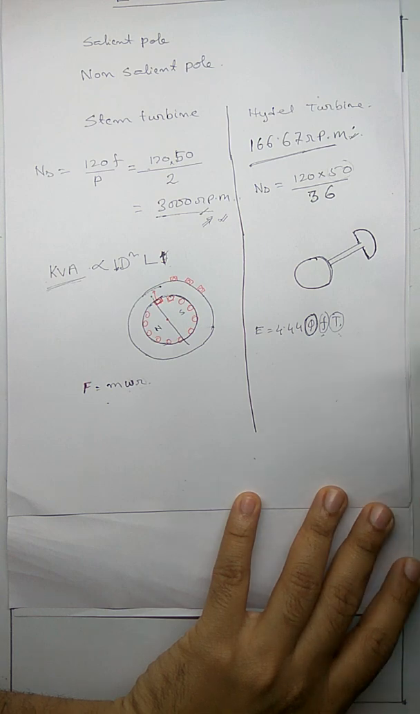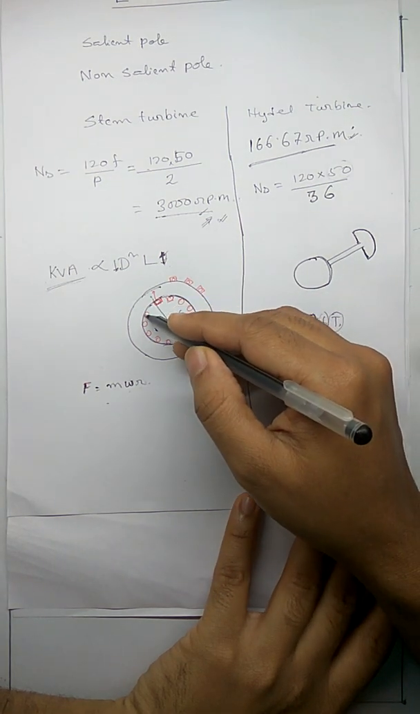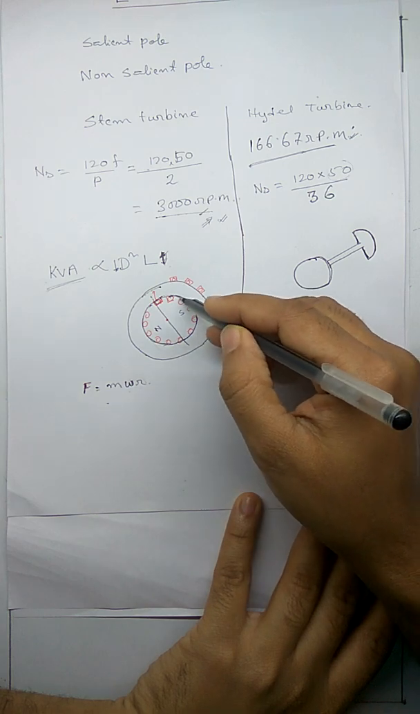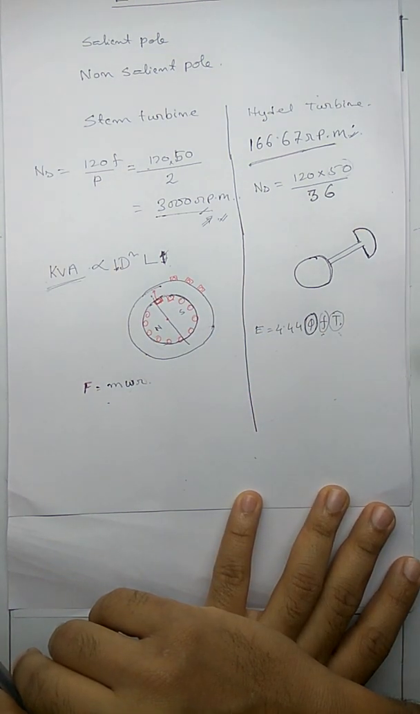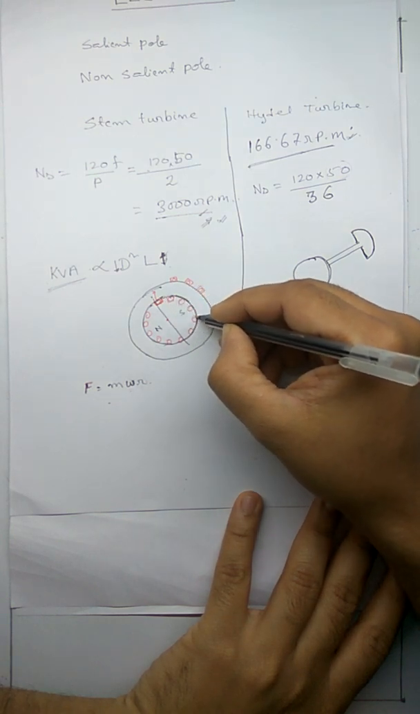So the space it will take, you have to give this much space for the poles. The pole has a particular volume or a surface area. On this surface area, you cannot put 36 numbers of poles. So what do you have to do? You have to increase this surface area. How can you increase this surface area?